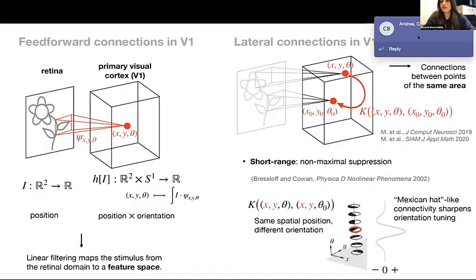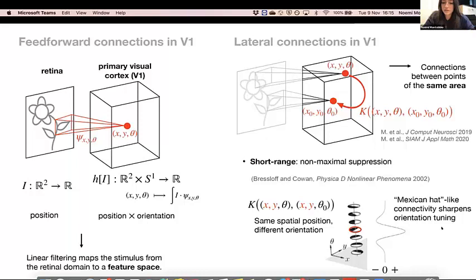So short-range connections mean those interactions that happen between profiles that share the same positional coordinates but are sensitive to different orientations. For these kinds of connections, we observe a phenomenon that is called non-maximal suppression, meaning that the most activated orientation-selective cell tends to suppress the activations of other cells that are not optimally oriented with respect to the visual stimulus, giving a sort of Mexican hat shaped connectivity.